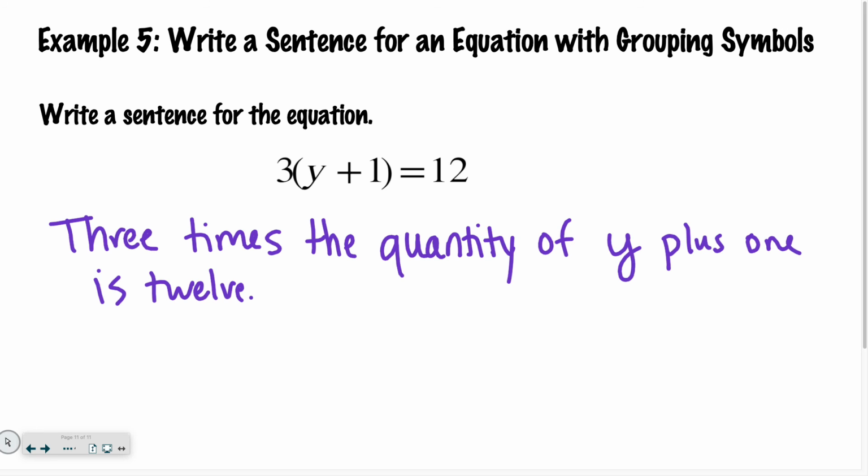Again, there are multiple options here. The keywords are the numbers, so 3, 1, and 12. You need to have some sort of word to represent the addition, some sort of word to represent the equal sign, and some sort of way to tell me you know that the y plus 1 are grouped together.